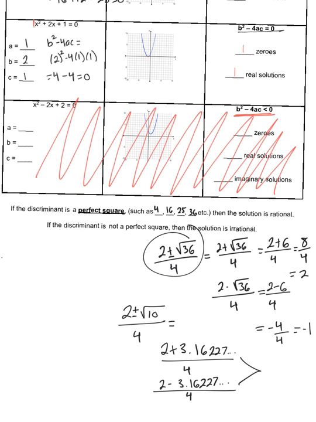Okay, so a perfect square under the square root symbol is going to give you a rational answer, and a number that's not a perfect square like 10 is going to give you an irrational answer. That is going to conclude this video lesson.